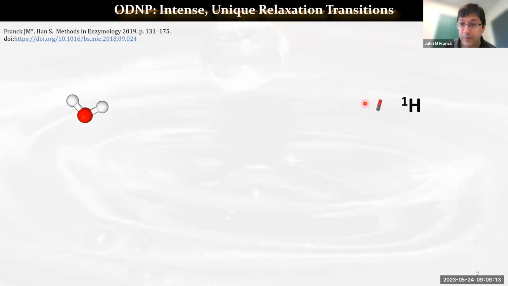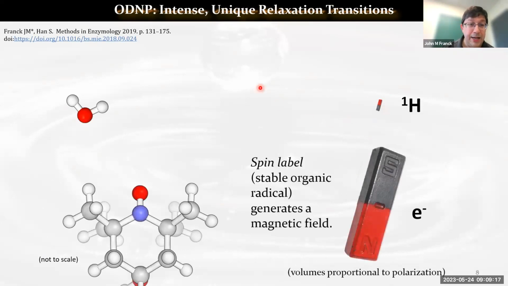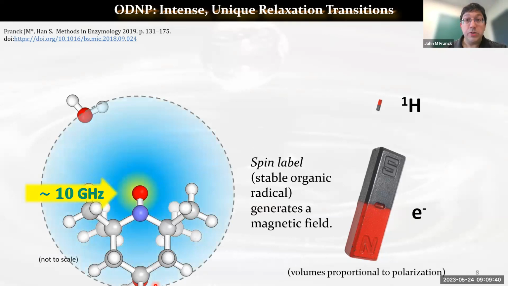That's really tiny. And of course, we're going to make things more interesting by introducing an electron spin, typically in the form of a tempo group, right? So this could be like an MTSL attached to a protein. It could be a tempo group attached to a lipid. We synthesize small molecules that have tempo functionalized with different types of things, right? Other people in the audience certainly do this as well. And so what we're going to do is use microwaves to saturate our electron spin. Okay.